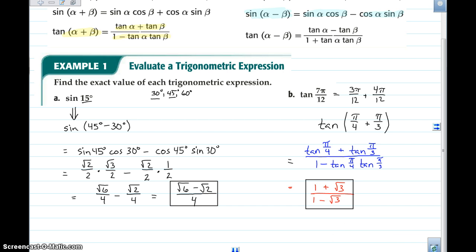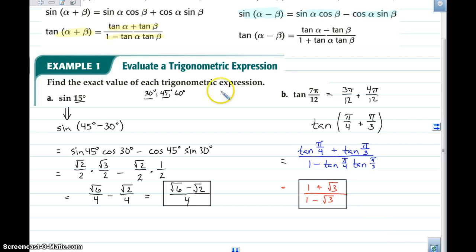If we want to rationalize it, we can multiply it by its conjugate. The conjugate of the denominator down here would be 1 plus the square root of 3. If we do that to the top and bottom, it makes it somewhat simpler.